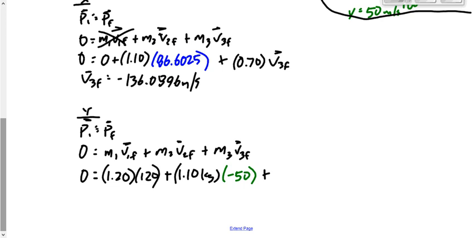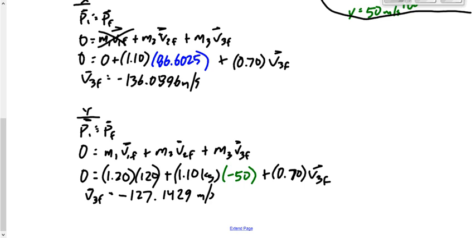Plus M3, which is 0.70 times V3F. All right, we solve for V3F here. For the y component, it works out to be negative 127.1429 meters per second.